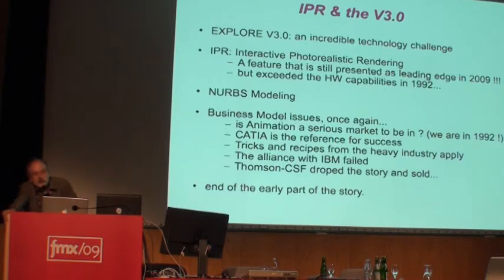What was considered as a reference in the early 90s was really the industrial design. CATIA was a reference for success. And the tricks and recipes which made the success of CATIA were really the tricks and recipes that had to be followed by everybody, at least in the opinion of the heavy industry and the big bosses. So Thomson tried to engineer an alliance with IBM using TDI as a vector for this alliance. This did not work. Then Thomson sold TDI.